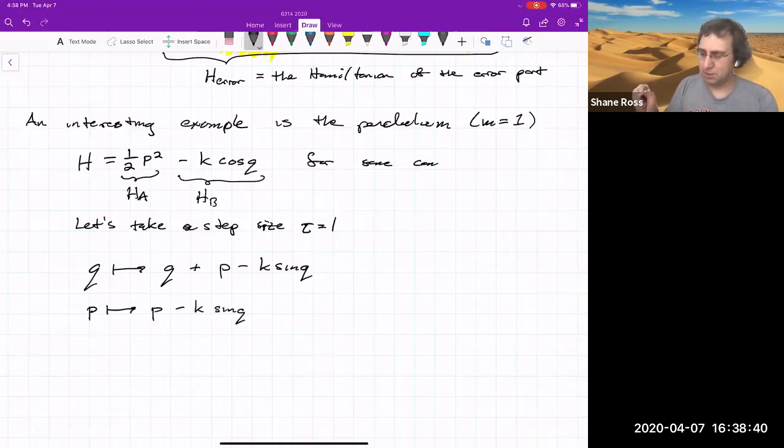Like, why do you mean maps to? Well, that's what integrators do. They take initial points and then map them to where you are after one time step. Here we've taken a large time step.